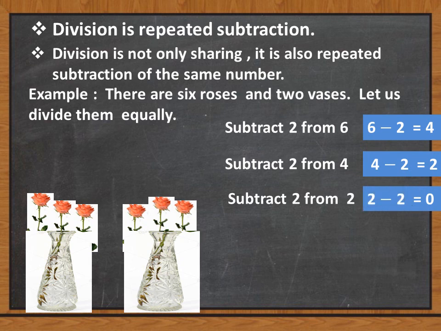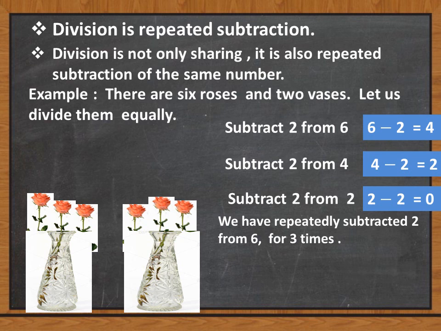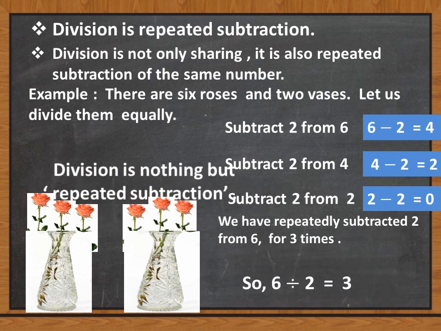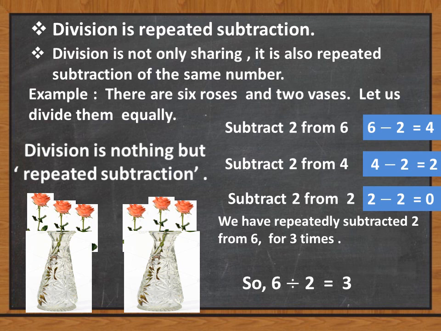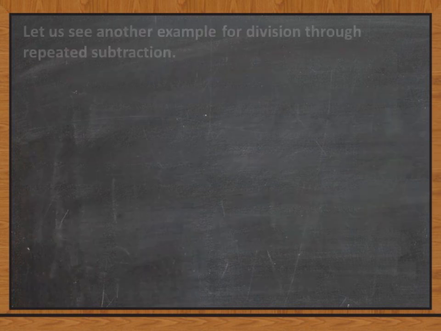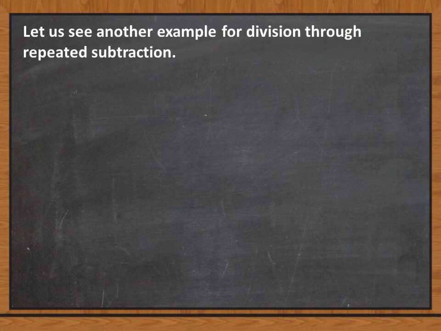That means we have repeatedly subtracted 2 from 6 for 3 times. This can be written as 6 divided by 2 equals to 3. From this we can understand division is nothing but repeated subtraction. Now we will do another example for division through repeated subtraction.